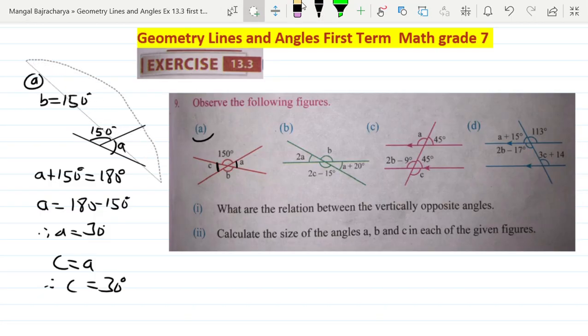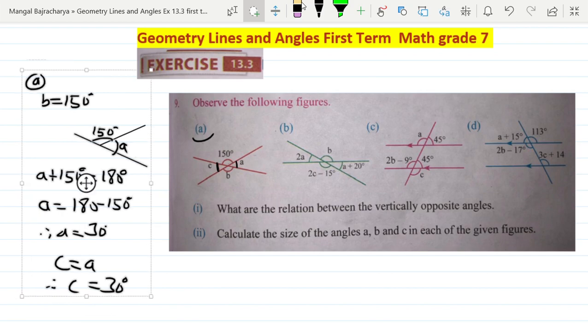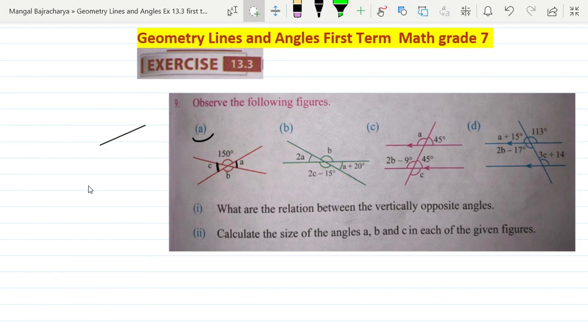And I'll go with number B. So for that, I erase this first. Okay, number B. So what's here in B? Let's see. Same thing is here. Two lines are intersected, and some angles are given: B, 2A, C minus 15, and A plus 20.